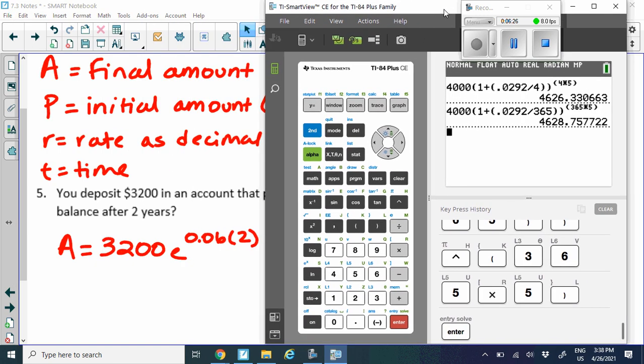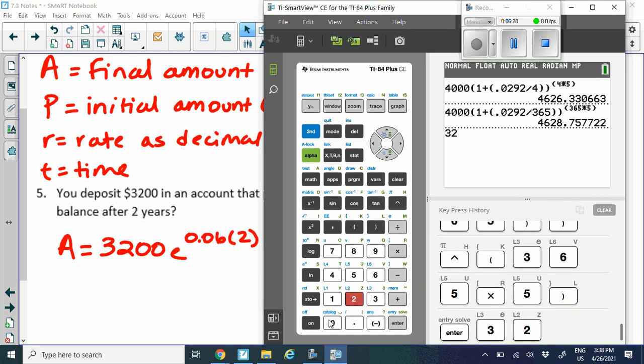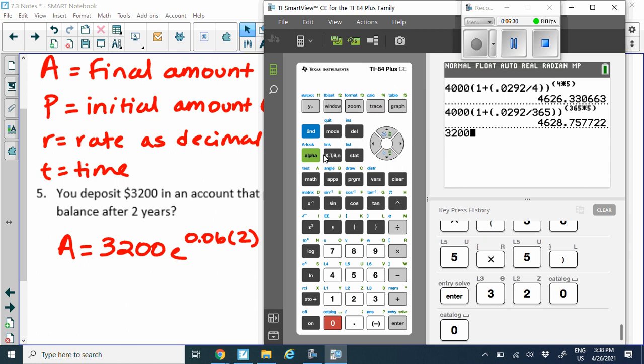Okay, we have 3,200. Now I'm going to press my second key, the blue one, and then it's going to be what is called the LN button. You'll see that if you're using the graphing calculator in the first column here. If you're using a scientific calculator, you will also see it in the first column. It's going to be the third button if you're using a scientific calculator. So you do second, the blue button, then LN.